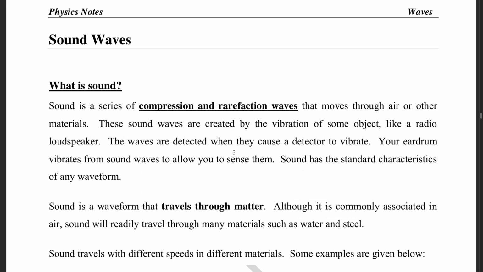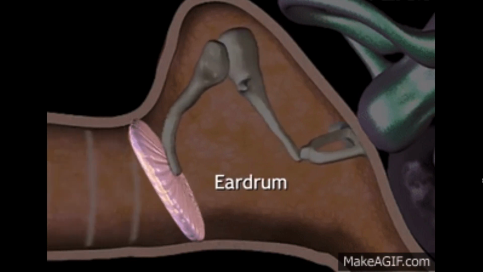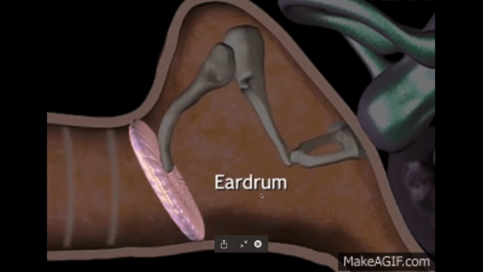The waves are detected when they cause a detector to vibrate. In our case, in the human body's case, we sense sound using our ears. The detector can also be a microphone. Your eardrum vibrates from sound waves to allow you to sense them. So deep within our ear, there is something called the eardrum. I'm sure you've heard of it.